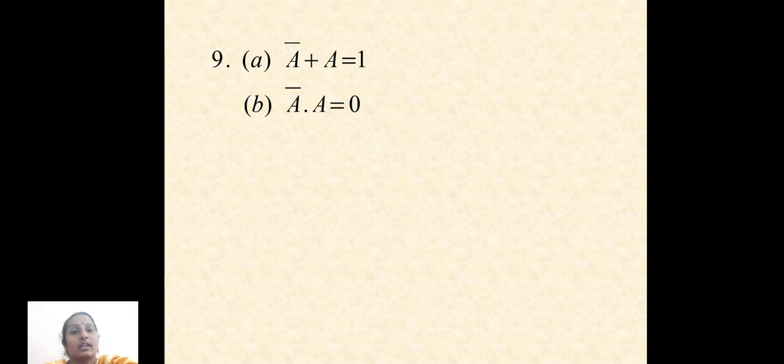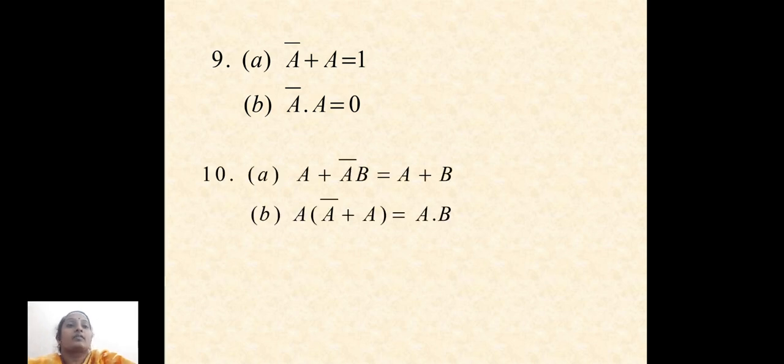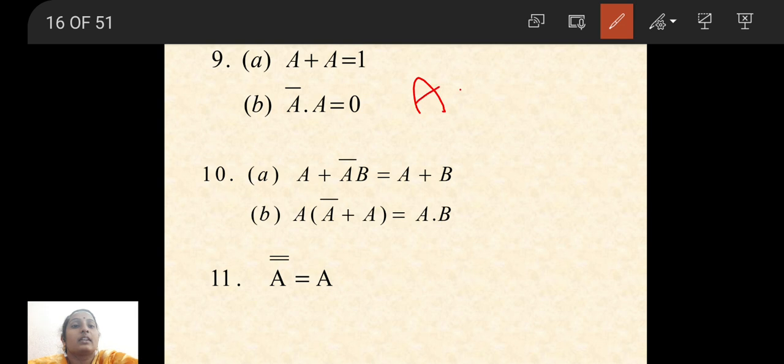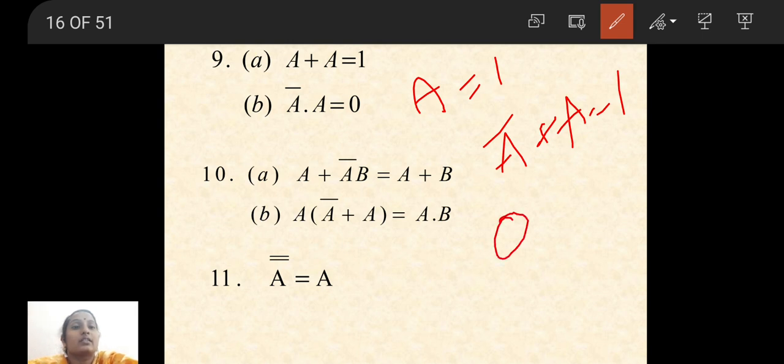So next, A bar plus A is equal to how much? 1. Is it correct or not? Once we check, see here, for example, I will consider A is equal to 1. A bar plus A, with A equal to 1, so A bar is equal to 0. 1 bar is equal to 0. So 0 plus 1 is equal to 1. Is it clear? So A bar plus A is equal to 1.